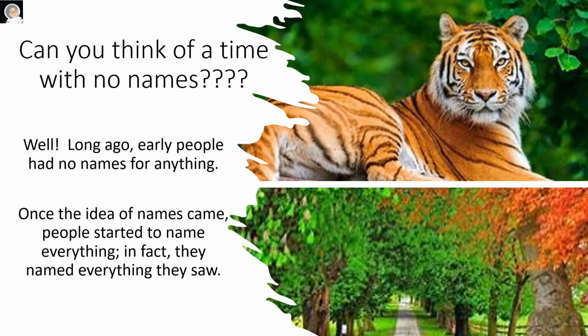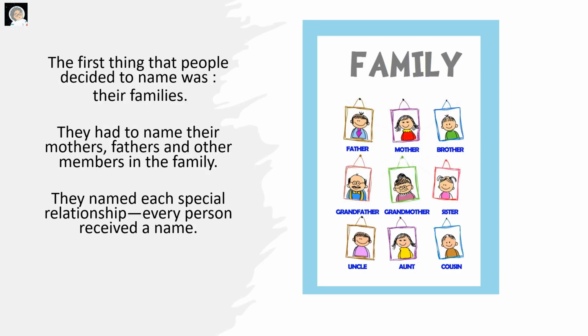Can you think of a time with no names? Well, long ago, early people had no names for anything. Once the idea of names came, people started to name everything. In fact, they named everything they saw. The first thing that people decided to name was their families.